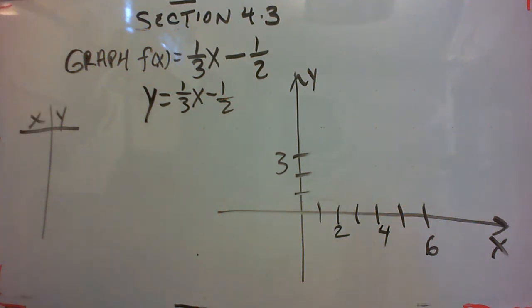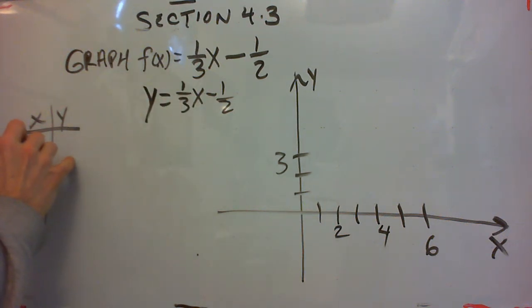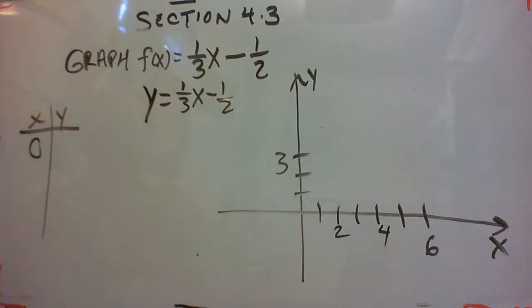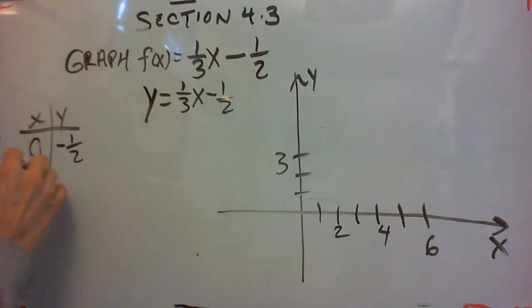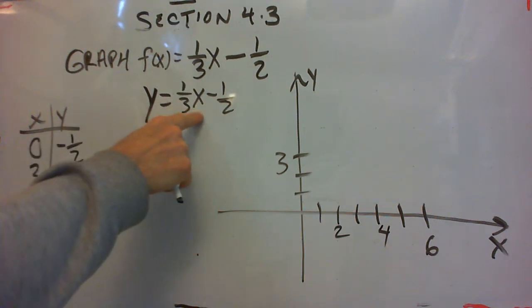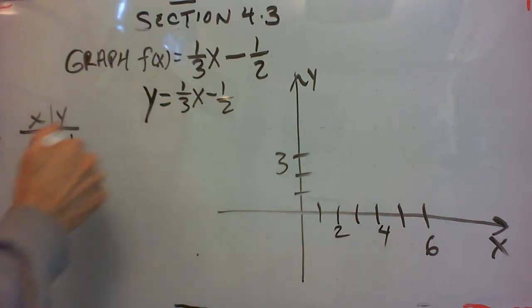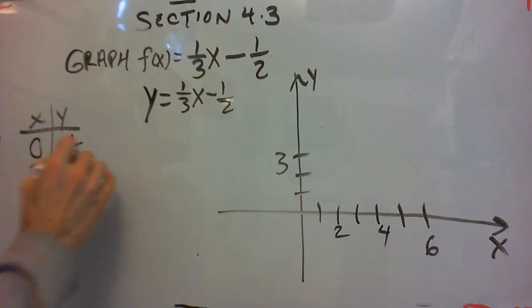Okay, so I can't get rid of all the fractions with my x values, but I at least can get rid of some of the fractions. I'm going to pick, starting out, x equals 0. 0 times 1/3 is 0. Minus 1/2 is negative 1/2. Then I'm going to pick x equals 3. 3/3 is 1. Minus 1/2 is 1/2.